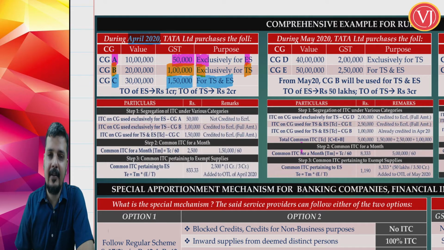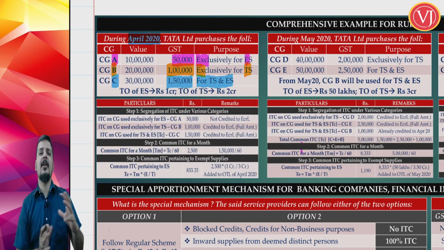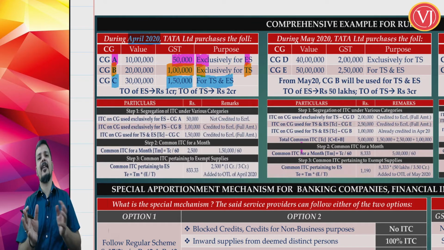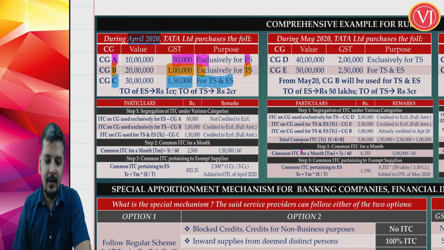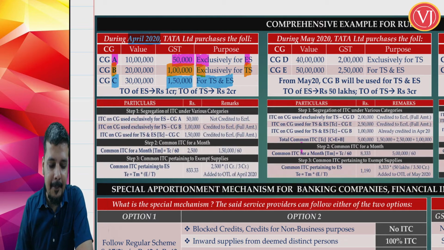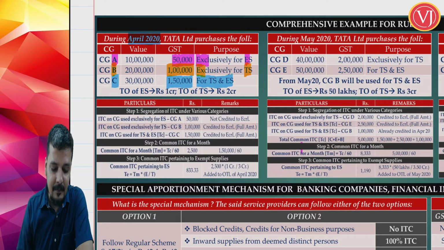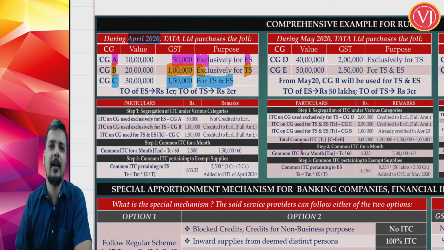Now friends, you have to understand that just like we have worked for inputs and input services, have that understanding, but there will be small changes here and there. What are the changes? We'll discuss. Now capital goods A, you can take full credit.